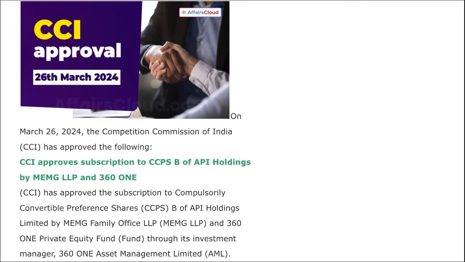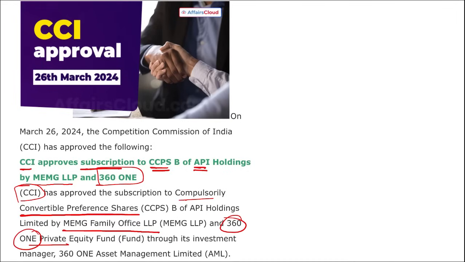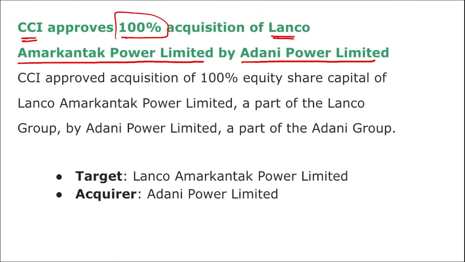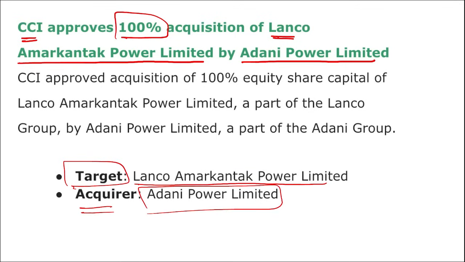Next we are looking at some of the CCI approvals, and here CCI has approved the subscription to CCPS-B of API Holdings by MEMG LLP and 361. I repeat, CCI has approved the subscription to the compulsorily convertible preference shares B of API Holdings Limited by MEMG Family Office LLP and 361 Private Equity Fund through its investment manager 361 Asset Management Limited. Second, remember, CCI approved 100% acquisition of Lanco Amarkantak Power Limited by Adani Power Limited. I repeat, the target who is being acquired is Lanco Amarkantak Power Limited, the acquirer is Adani Power Limited, and 100% acquisition is taking place.